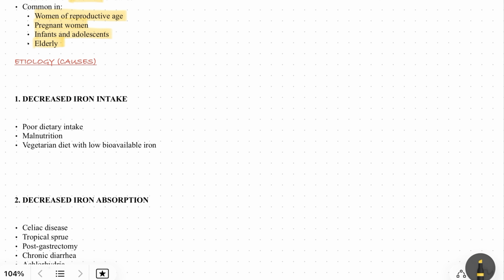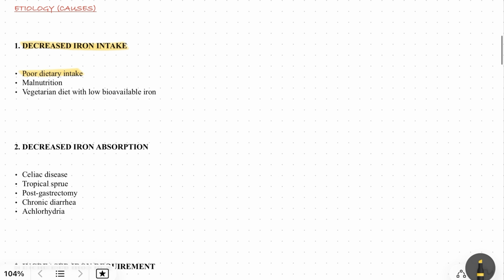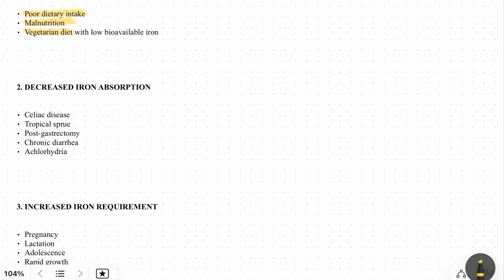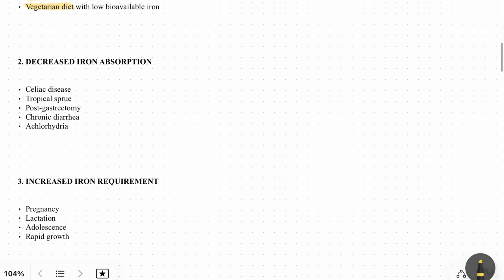Etiology, we will classify it under five types. The first one is reduced iron intake. The main causes will be poor dietary intake, malnutrition, or a vegetarian diet. And don't forget to tell me which is the highest iron-containing dietary source we can take. Then decreased iron absorption: celiac disease, tropical sprue, post gastrectomy, chronic diarrhea, or chlorhydria.